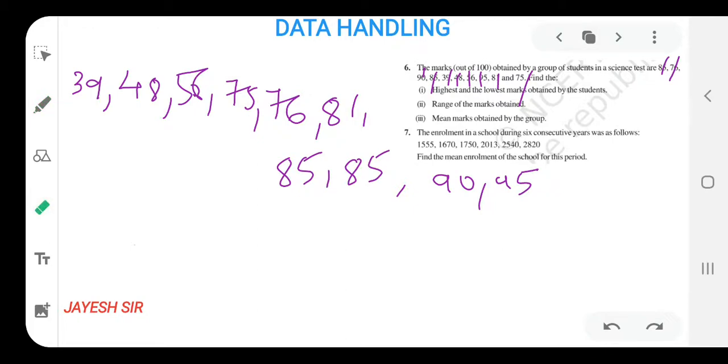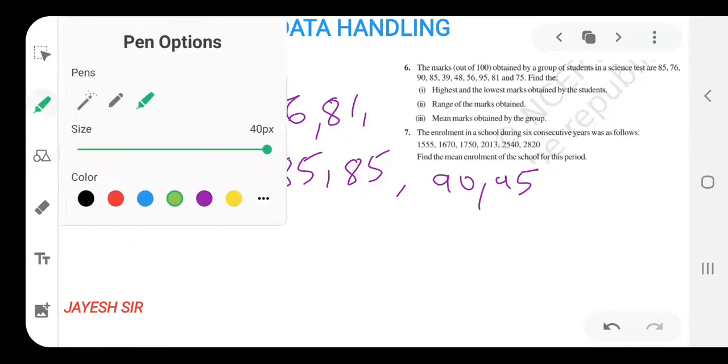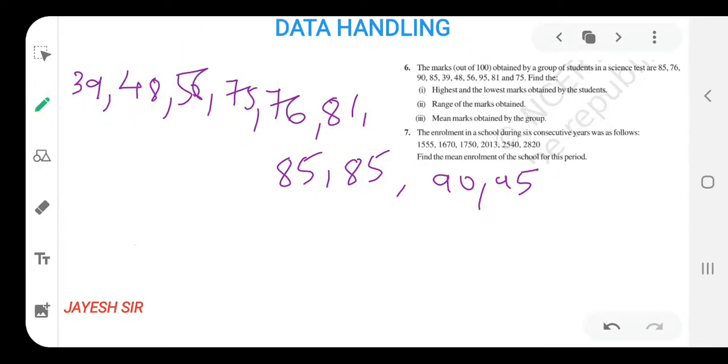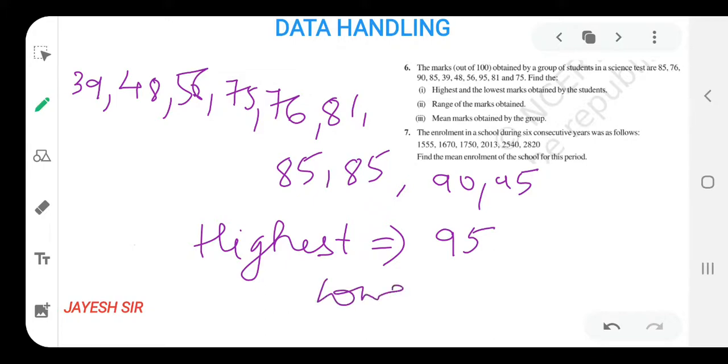Now, what is the first thing we need to do? Find the highest and lowest. By solving this, we can easily say that the highest is 95, and the lowest observation is 39.